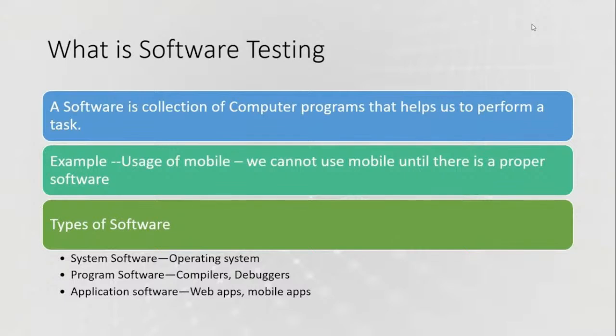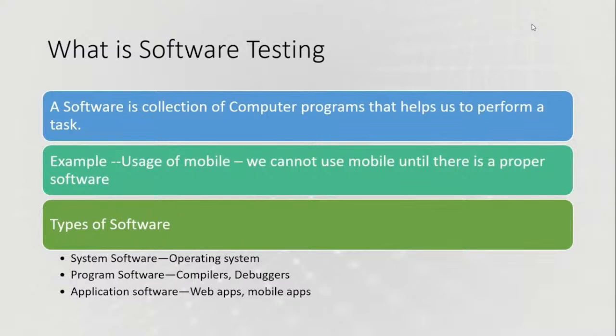So now, software is a collection of computer programs that help us to perform a task. What is the task we are trying to perform? We are trying to access the Instagram profile. That is the task that we want to do. For that, what do we want? A software. What is the software? Instagram software. Where do we get it? We have a Play Store or Apple Store. We go there, download it and start using it. Okay, so that is a software.